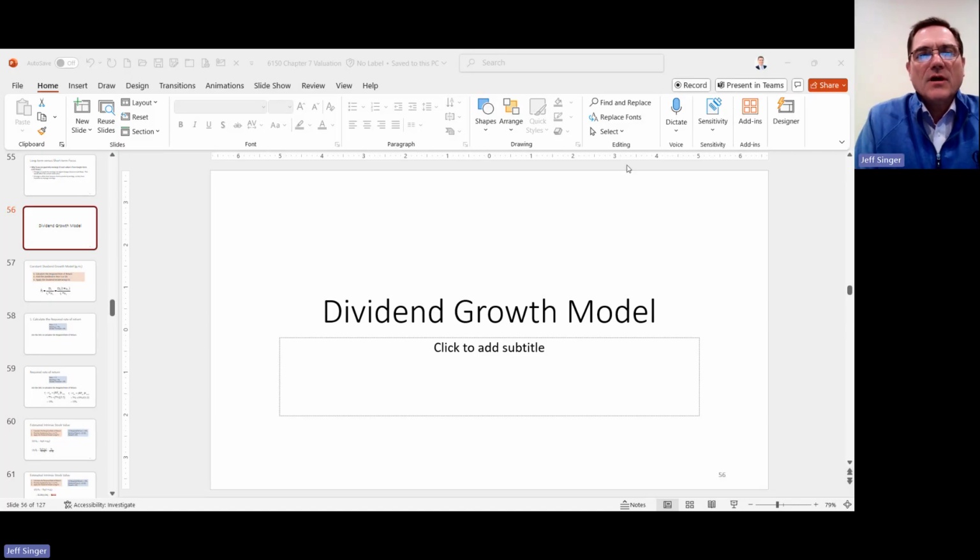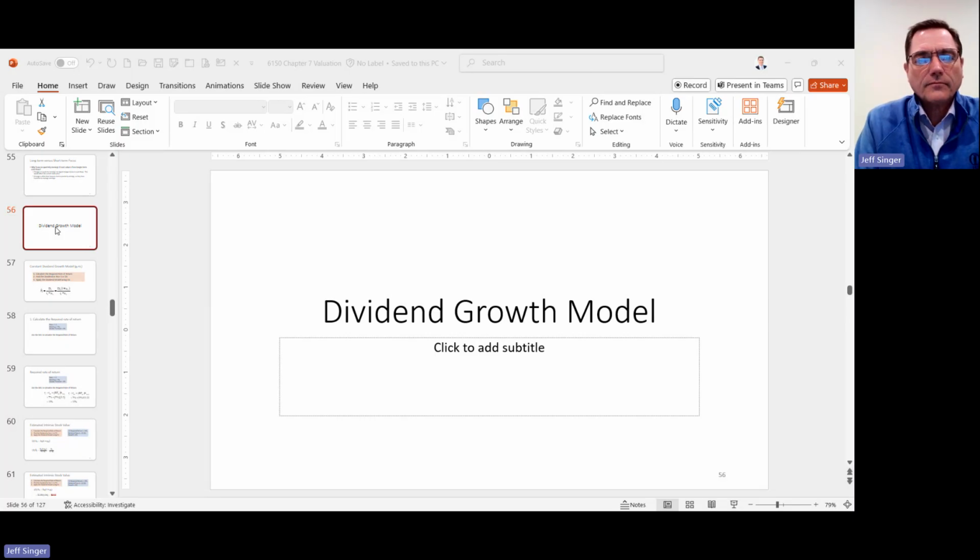But I want to make sure I go through some of the points in the PowerPoint slides. This is the stuff that's going to be in the midterm and in the finals, so I want to make sure that I cover it adequately. But in terms of relative importance, discounted cash flow is the foundation to all valuation, so it's critical that you understand that.